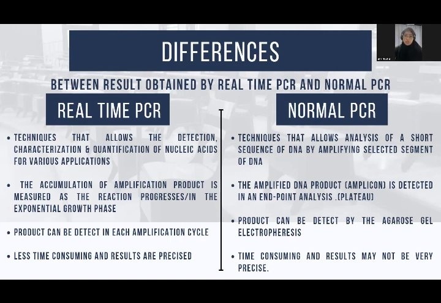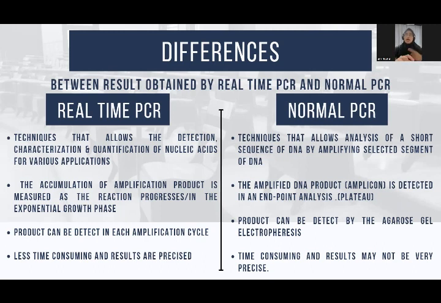Real-time PCR or qPCR accumulates the amplification product. The accumulation of amplification product is measured as the reaction progresses, or in the exponential growth phase, while normal PCR measures it at the endpoint analysis or plateau. Next, real-time PCR product can be detected in each amplification cycle, while in normal PCR, the product, which is the amplicon, can be detected by agarose gel electrophoresis.